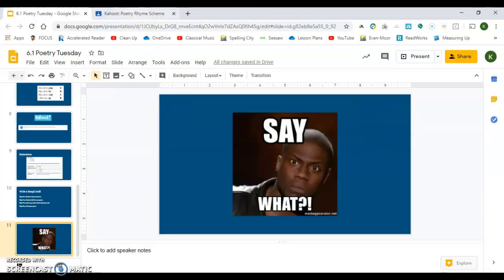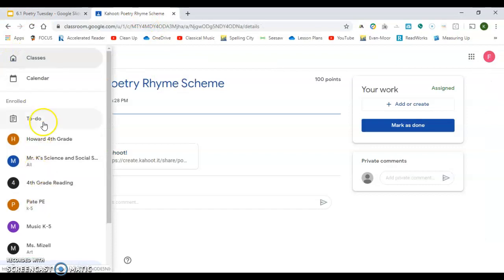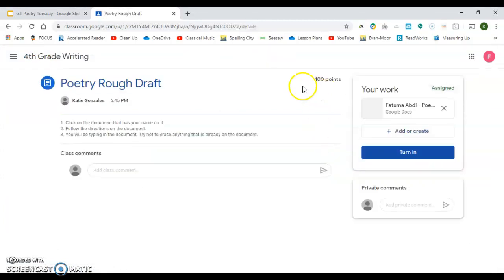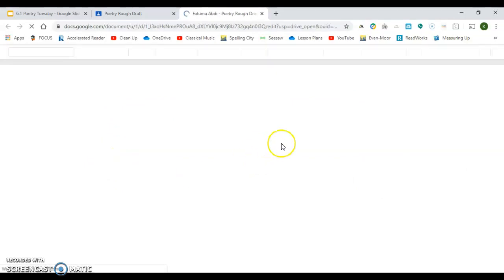Don't you worry. Okay, you're going to go back to our class. Go back to writing. You should see another assignment right here. It says Poetry Rough Draft. You're going to go ahead and click on it. Okay, when you get to this page, the directions say click on the document that has your name on it. That's this document right here. Follow the directions on the document. You will be typing in the document. Try not to erase anything that's already there. Some of y'all had some issues yesterday. All right, so you're going to open your document.